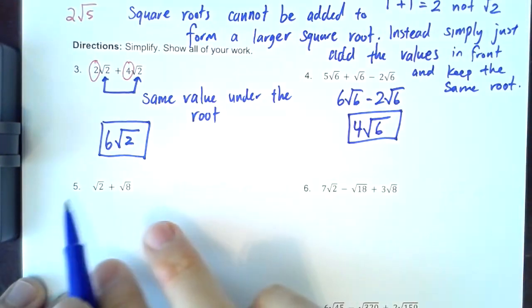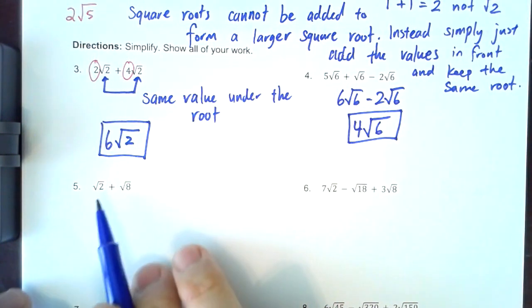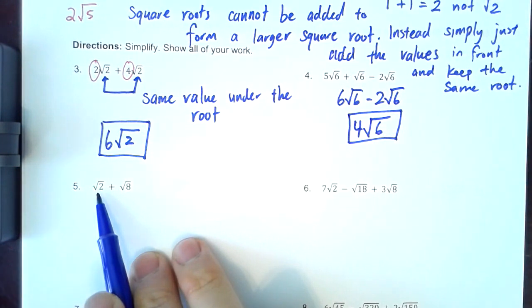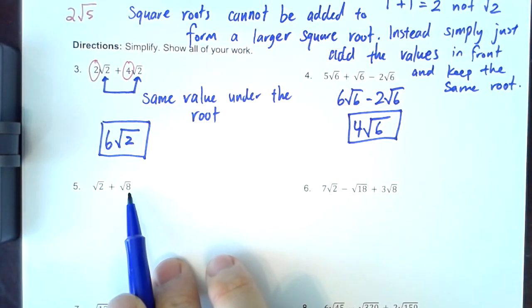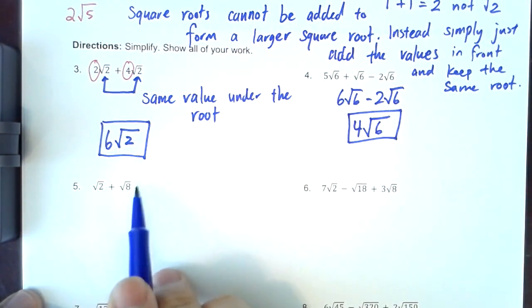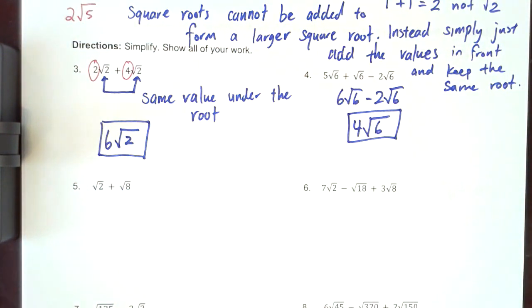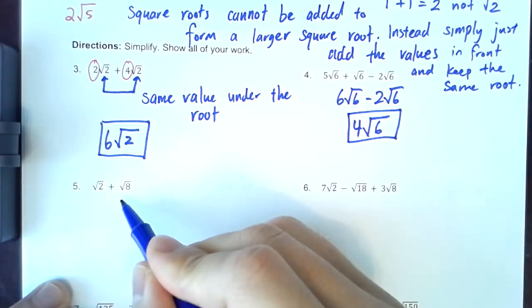Okay, so for number 5, you can see how they're starting to get a little bit more challenging, right? This is the square root of 2. It's simplified. This is the square root of 8. It's not simplified. So obviously, we would have to simplify this first, and then we could see if we can combine. Sometimes we can combine. Sometimes we might not be able to, but that's okay.